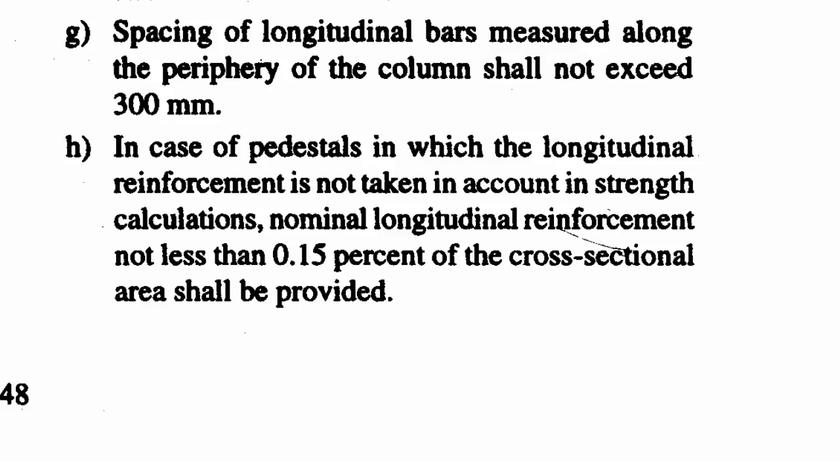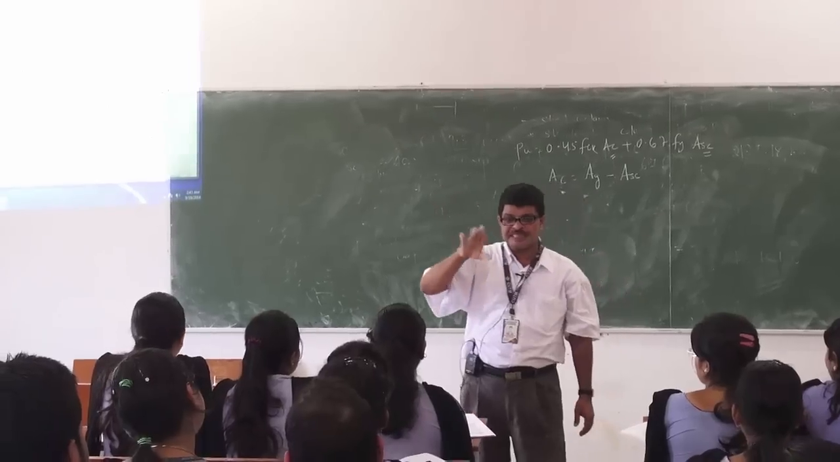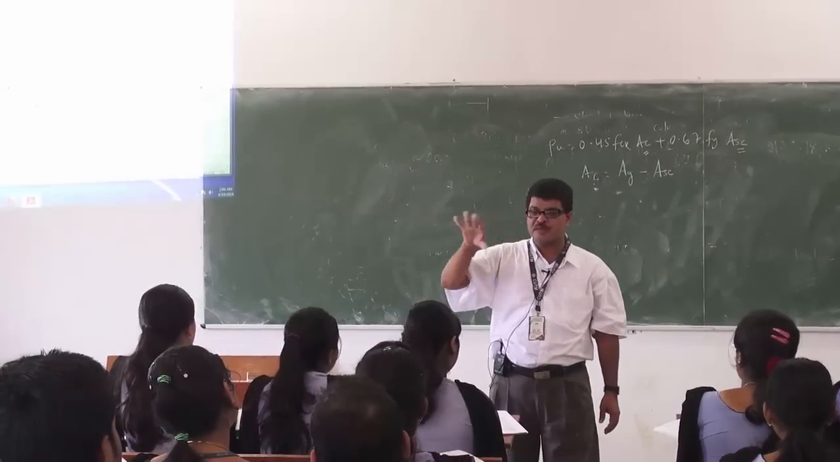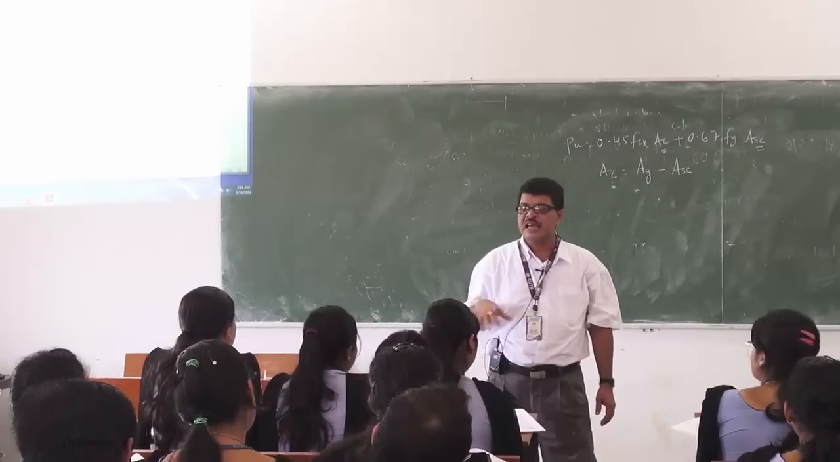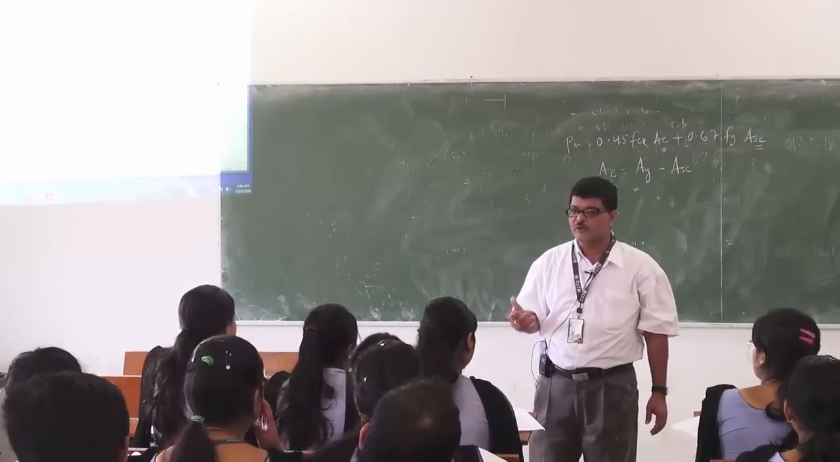What does it say? The number of bars shall be equispaced along the circumference. But in no case shall it exceed 300. The spacing of the bars along the periphery of the column, in case of a circular column or a helical reinforced column, shall not exceed 300 millimeter. You have to find the spacing.